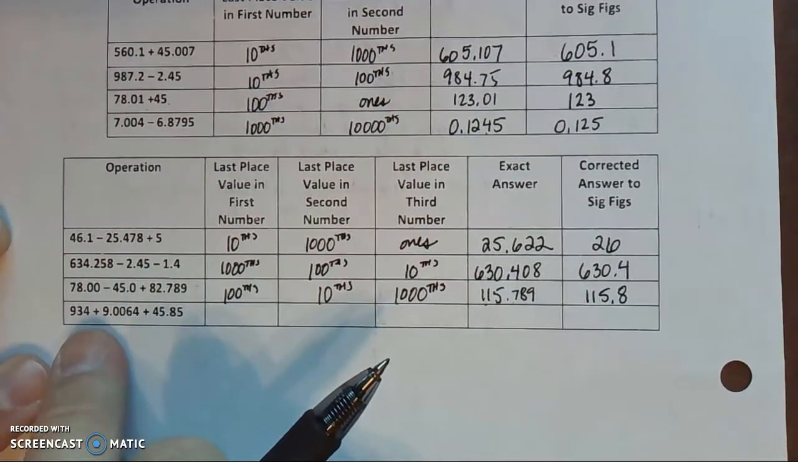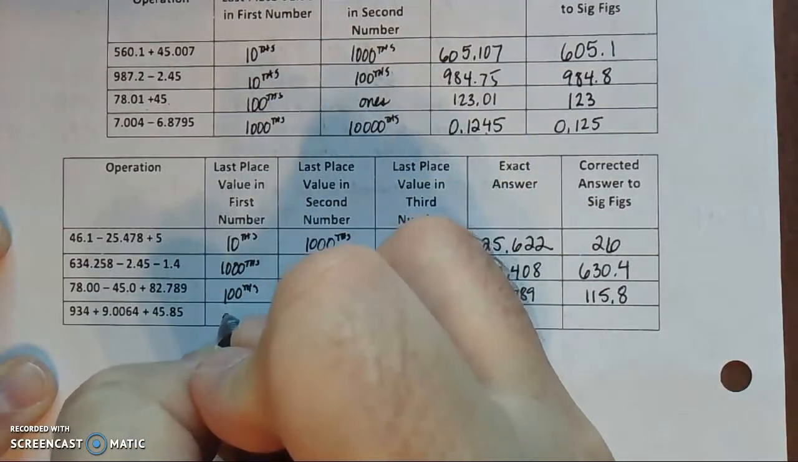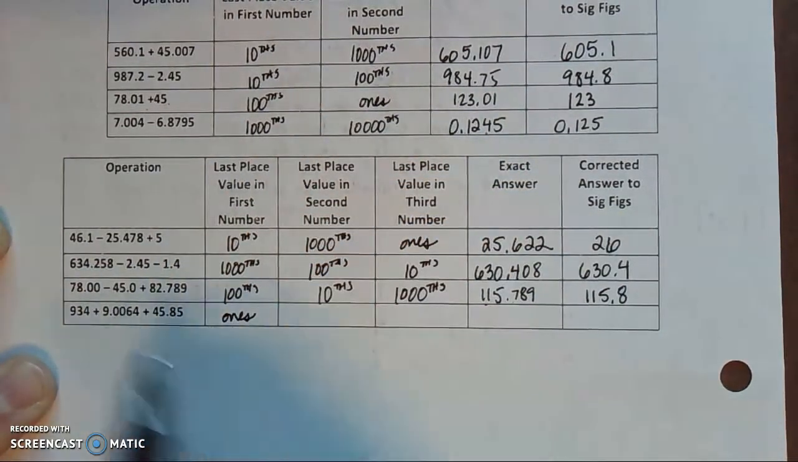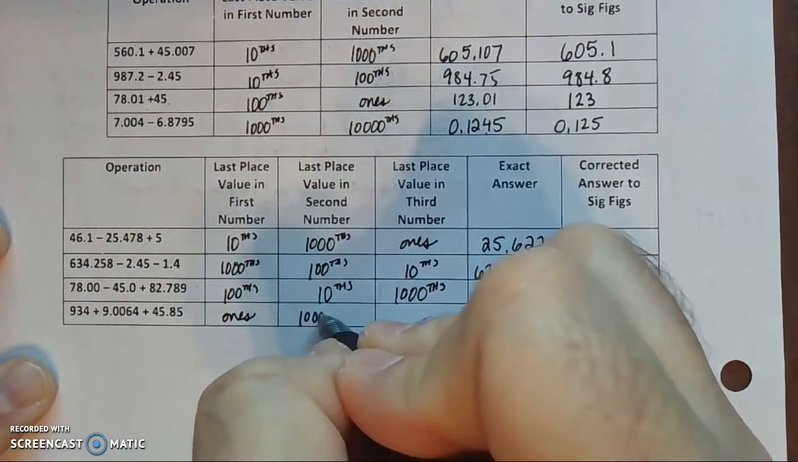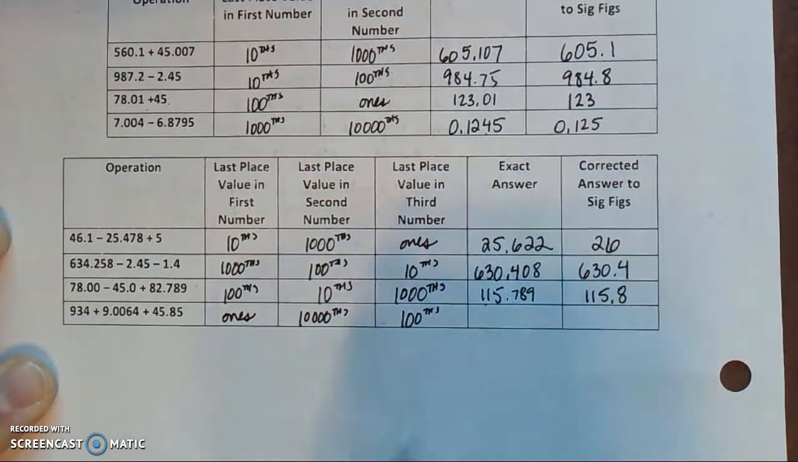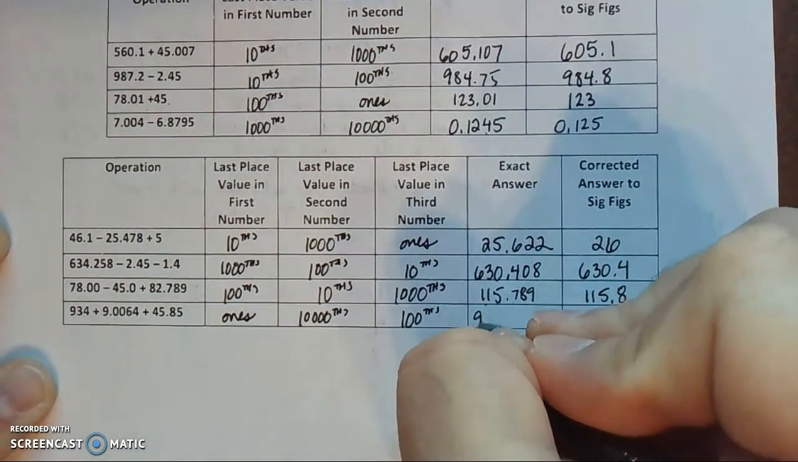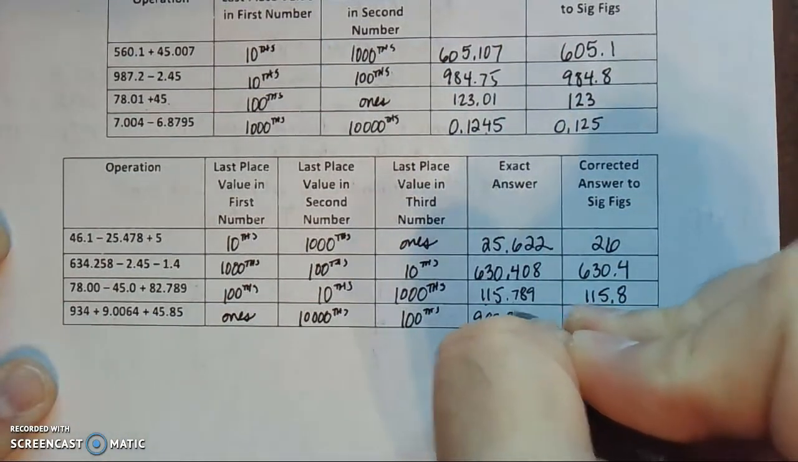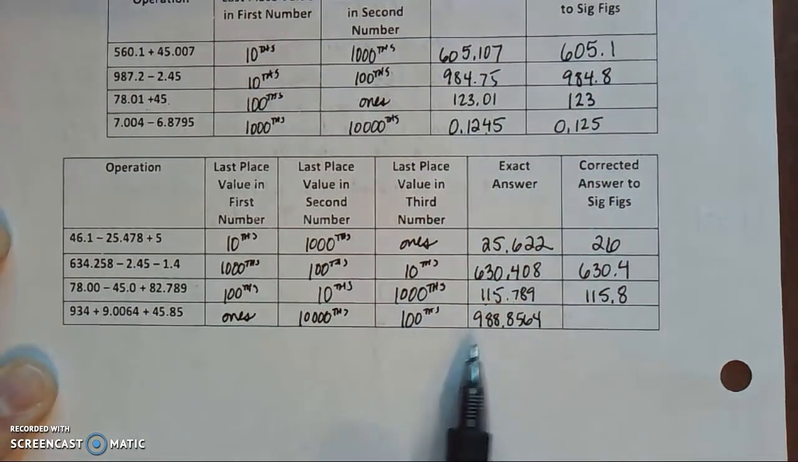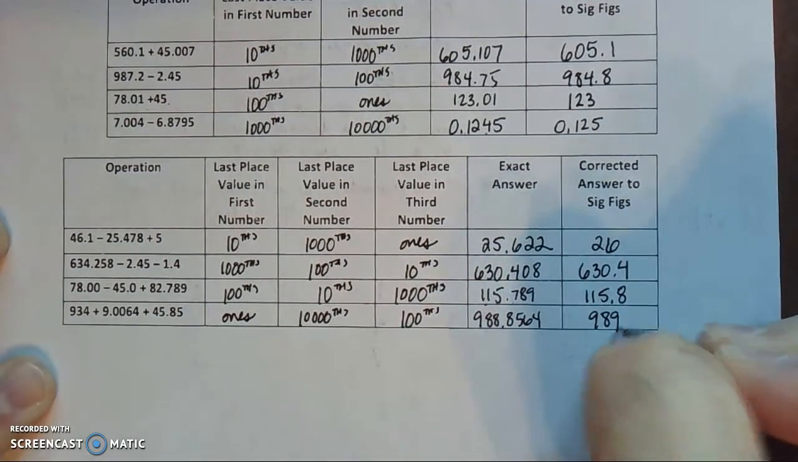And finally, our last one. Here we have 934, which is to the ones place. This one is to the 10,000ths place. And this one's to the hundredths place. So obviously, the ones place is where we have to round our number to. When we put this in a calculator, we get 988.8564. We have to round it to the ones place, so that 8 bumps that 8 up to a 9, and we end up with 989.